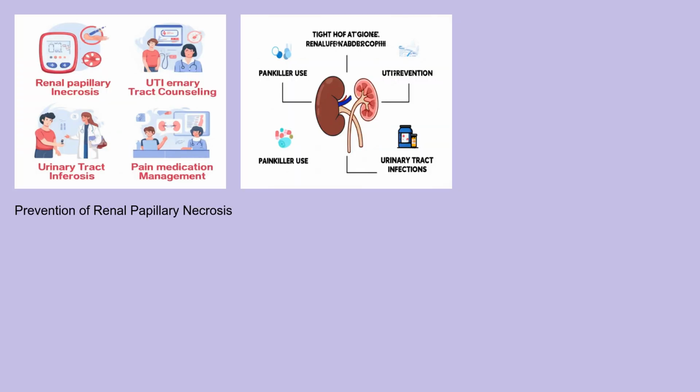Prevention of renal papillary necrosis centers around avoiding the known risk factors. Judicious use of pain medications with close monitoring by a healthcare professional is crucial. Individuals with diabetes should adhere to strict blood sugar control. Genetic counseling may be beneficial for families with sickle cell disease. Prompt diagnosis and treatment of urinary tract infections are also important. Regular kidney function monitoring is recommended for individuals at high risk.